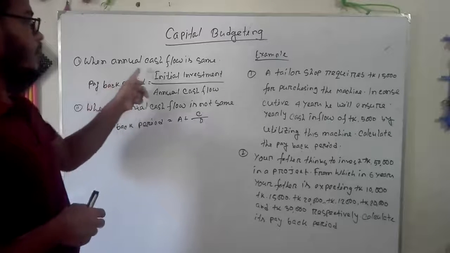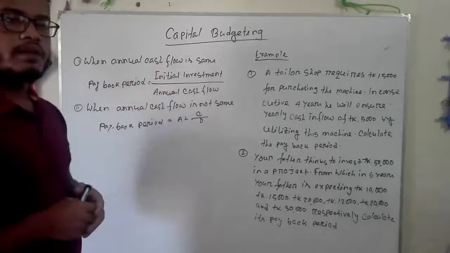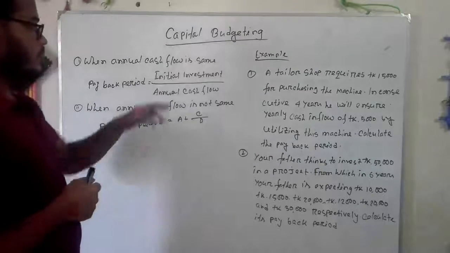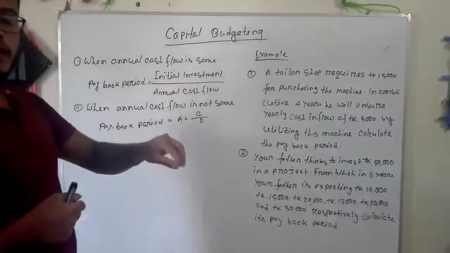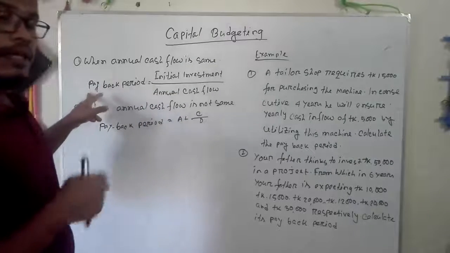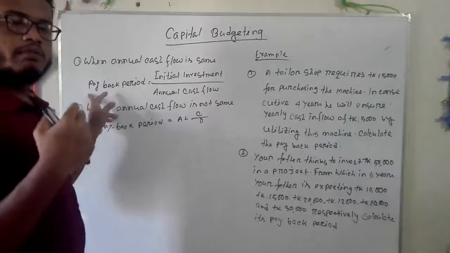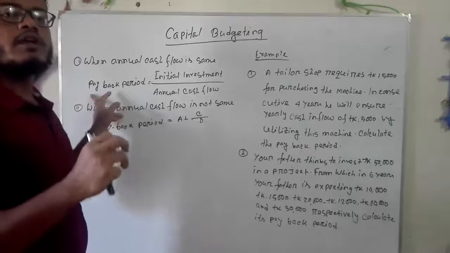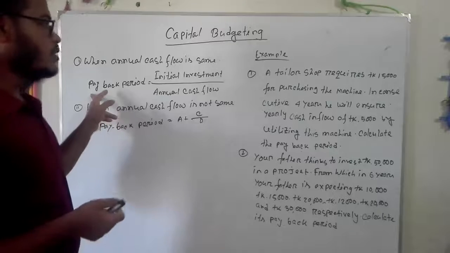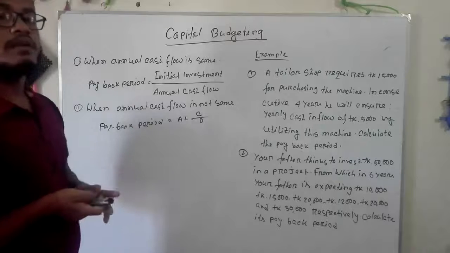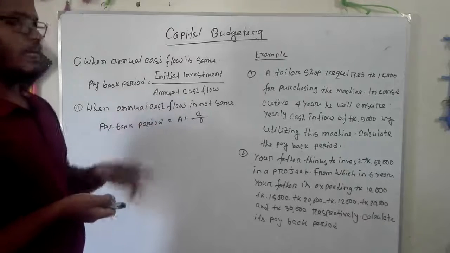The first is when the annual cash flow is the same, I mean when each year is the same. When the annual cash flow is the same, then we apply this formula. PBP stands for payback period, it is written shortly as PBP. So PBP, or payback period, is equal to initial investment divided by annual cash flow.